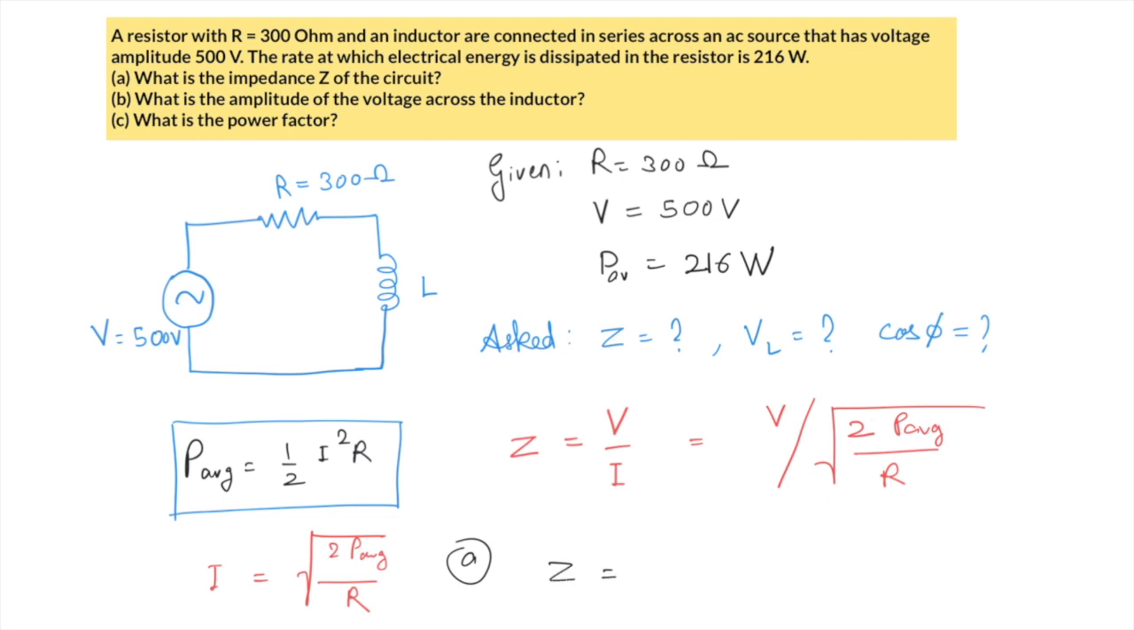So Z equals V, we are already given 500 volt, divided by the root of 2 multiplied by P average, which is 216, divided by resistance, which is 300. And if you calculate, this will come out to be 417 ohms.